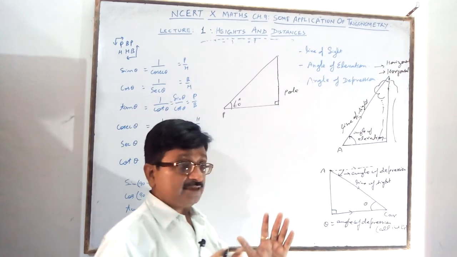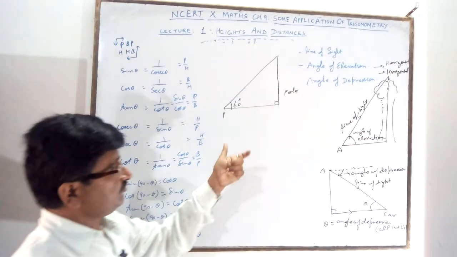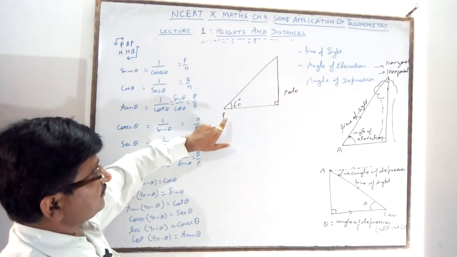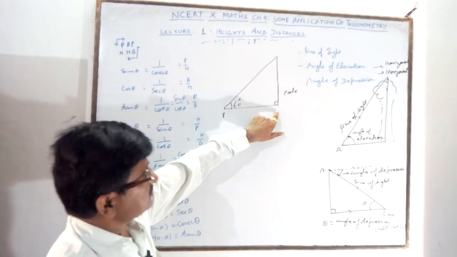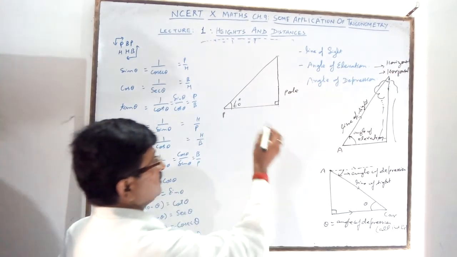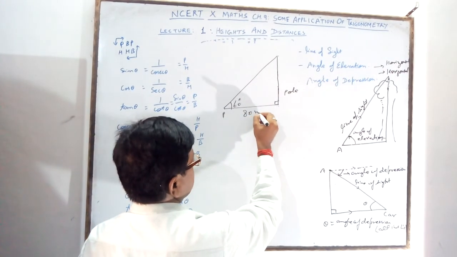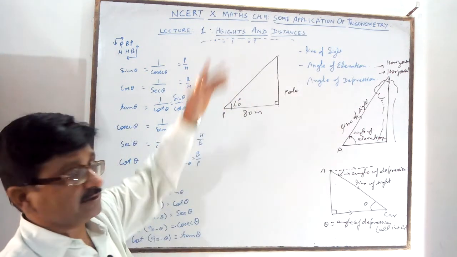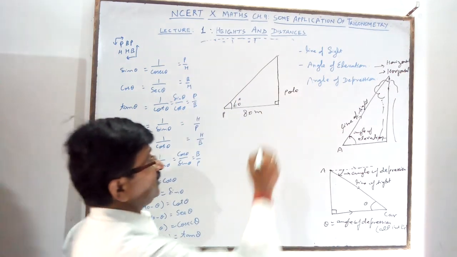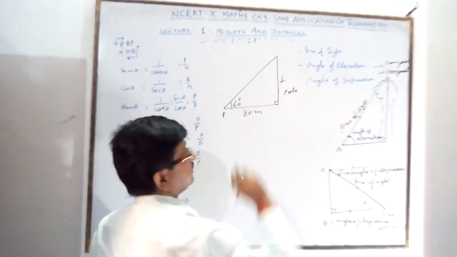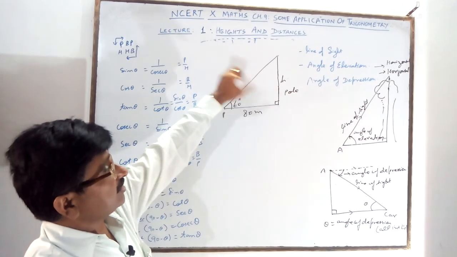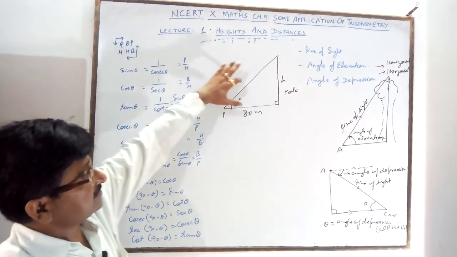What is the question given? You read one by one and draw the figure. If the horizontal distance of the point from the bottom of the pole is 80 meter, find the height of the pole. What do you want to find out? This height, h. H is height I am taking, not hypotenuse. Hypotenuse is another thing.